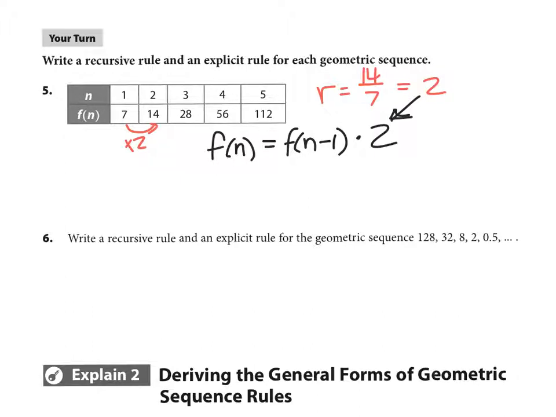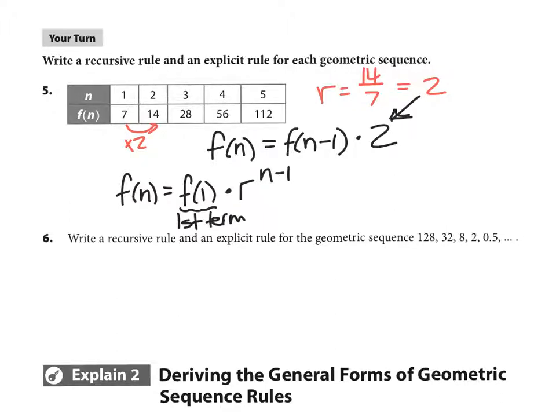Now, an explicit rule is going to look slightly different. An explicit rule is an equation that you can put in a calculator. Referring back to linears, this would be like slope-intercept form, y equals mx plus b. So the explicit rule for a geometric sequence that we're going to use here is f of n equals f of 1 times r to the n minus 1. So what is r here? We already know r is 2. What is f of 1? f of 1 is your first term in the sequence.